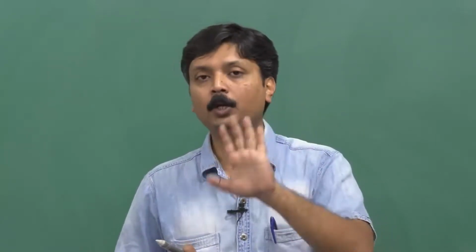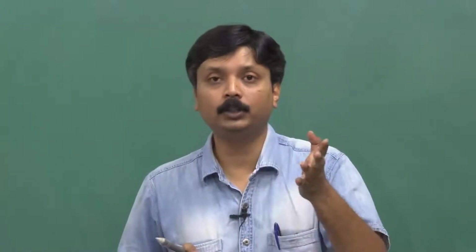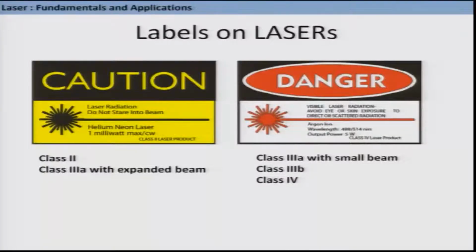So people will know what kinds of precautions one needs to take. For class 2 and class 3A laser, you use the first type of label, while for class 3A, 3B and 4 you use another. But when we talk about class 3A, you can have either an expanded beam or a very focused beam. For an expanded beam, this is sufficient, but for a small-beam class 3A laser, or class 3B and class 4, you need to use this sign which clearly says that this is dangerous.